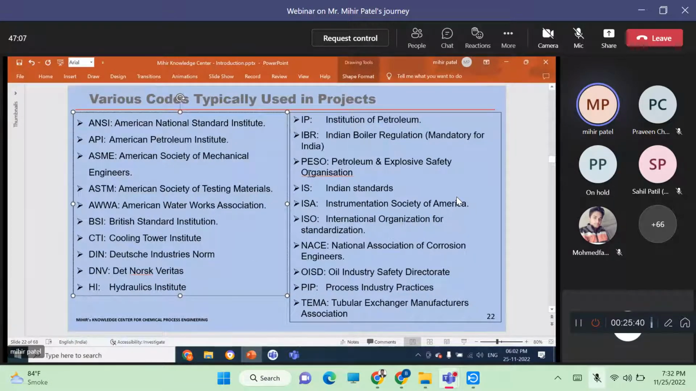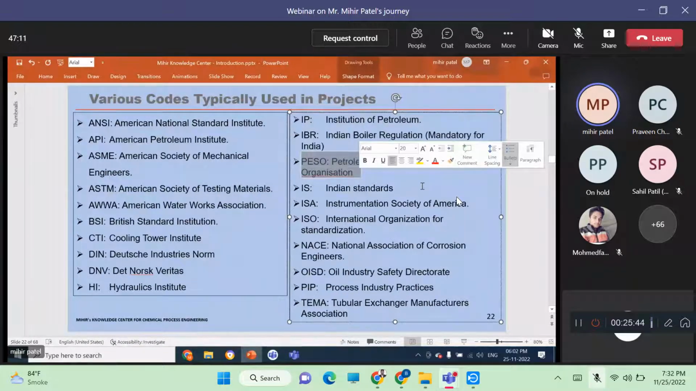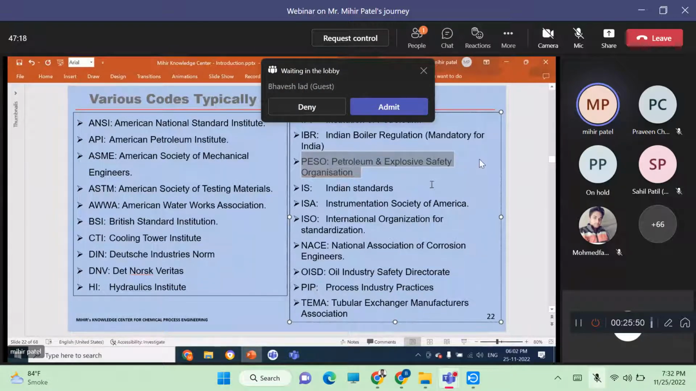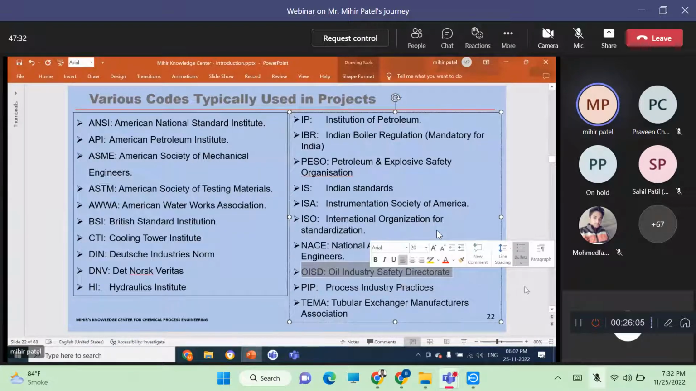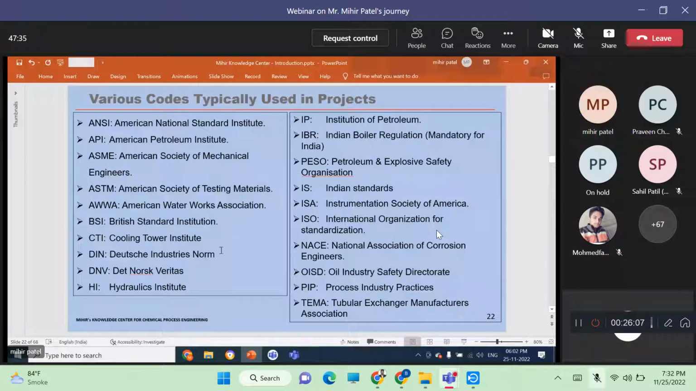Many of these standards are mandatory. For example, if you are producing a petrochemical or a refinery, then these standards are mandatory. LPG storages, LNG storages, all of them come under the PESO. IBR is mandatory in India for steam and steam networks. Okay, so it depends. These are the many standards. OISD is also mandatory for certain industries, Oil Industry Safety Directorate.